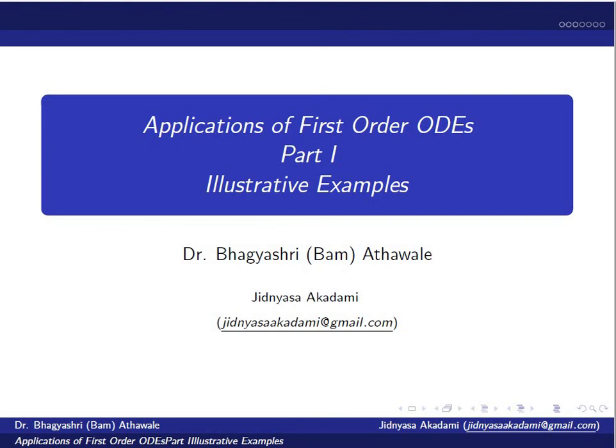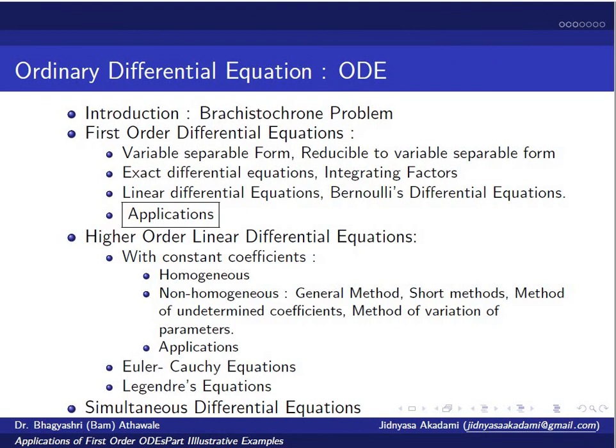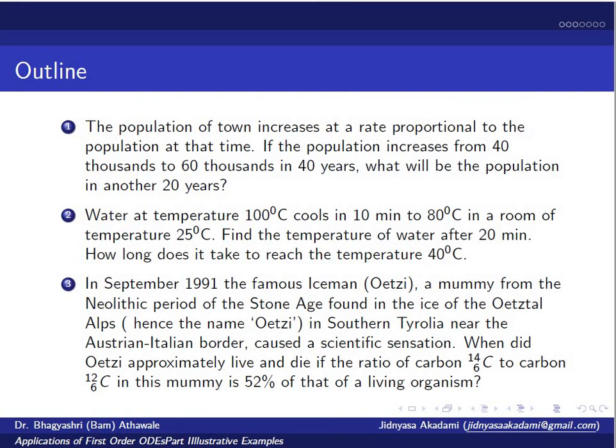Let us solve some numerical problems based on applications already discussed in part 1. And these applications are such that the differential equations in them are in variable separable form. The applications are temperature of a cooling body, radioactive decay, population growth, etc. And the numericals we are going to discuss in this presentation.